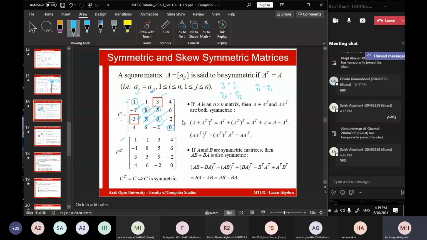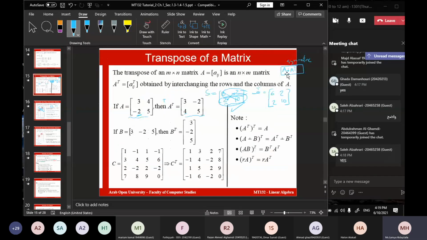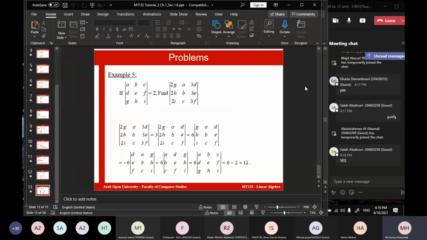Now, we want to prove that the new matrix A plus A transpose is a symmetric matrix. What do we want to prove? We want to prove that for A plus A transpose, when we get its transpose, we should end up with the same matrix, which is A plus A transpose. Clear? Okay.